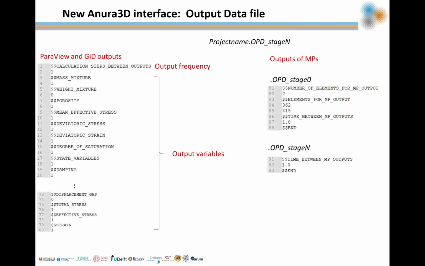Users can now adjust the output frequency to control file size. Select specific output variables instead of exporting everything, and manage ParaView and GID output more efficiently.